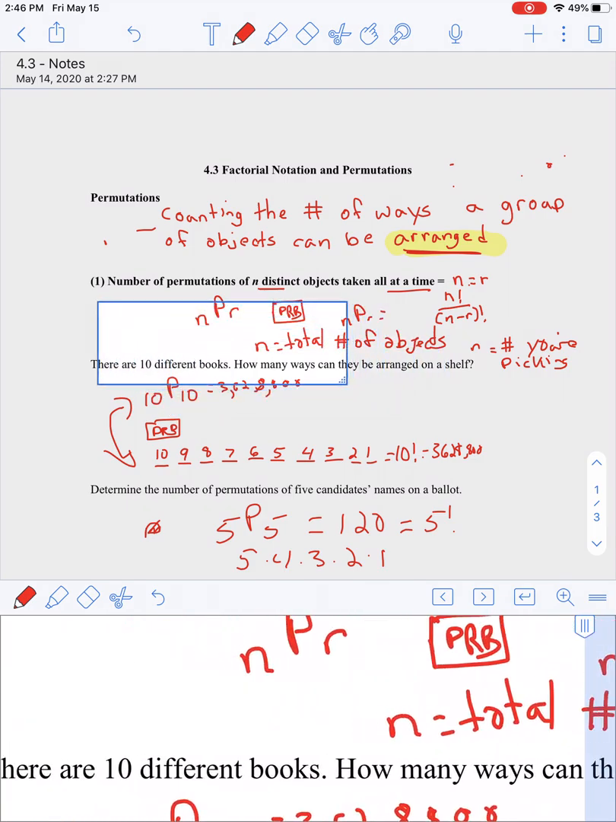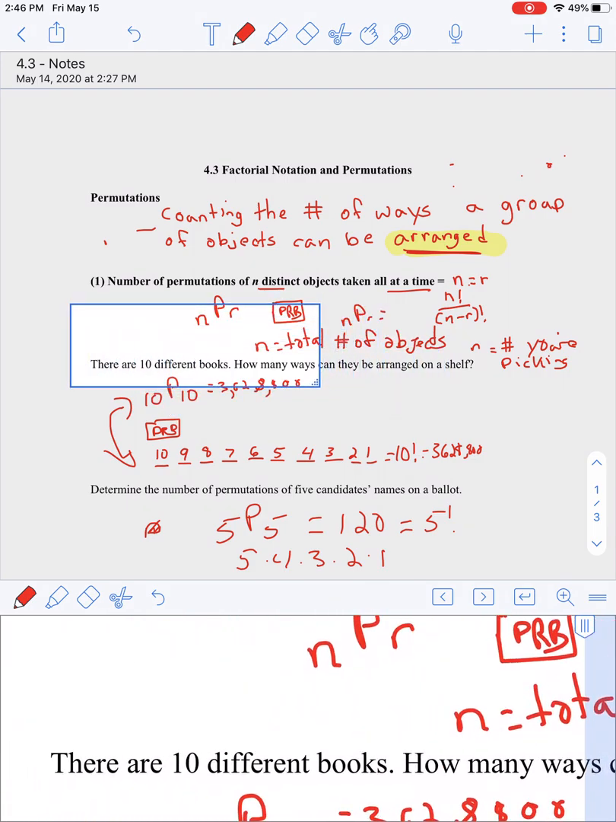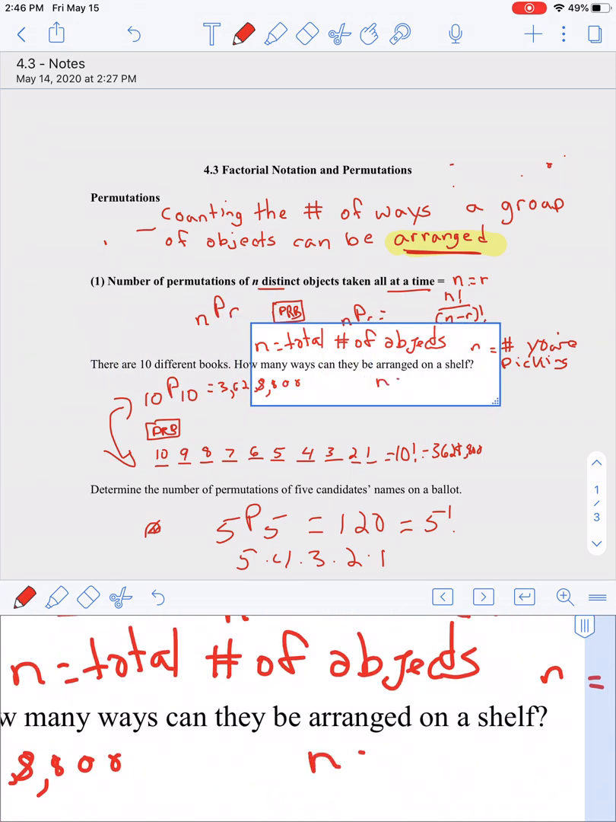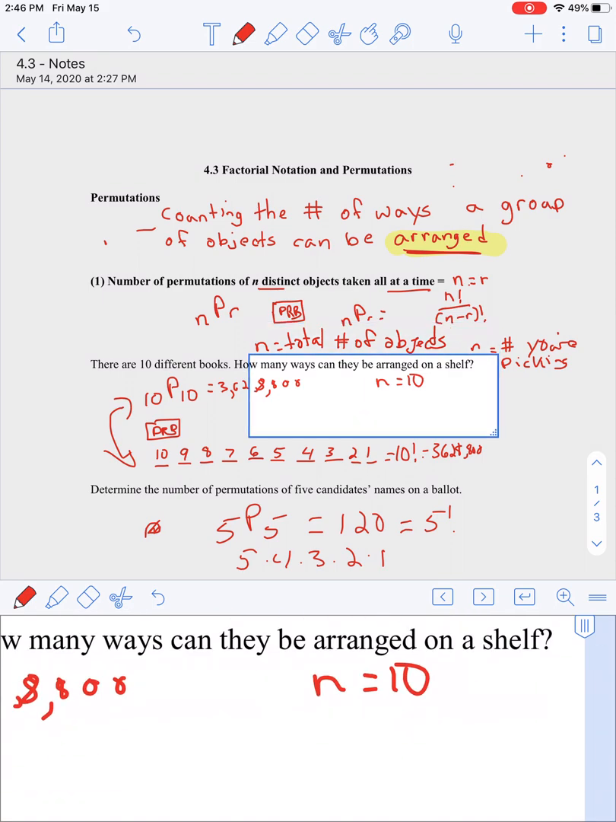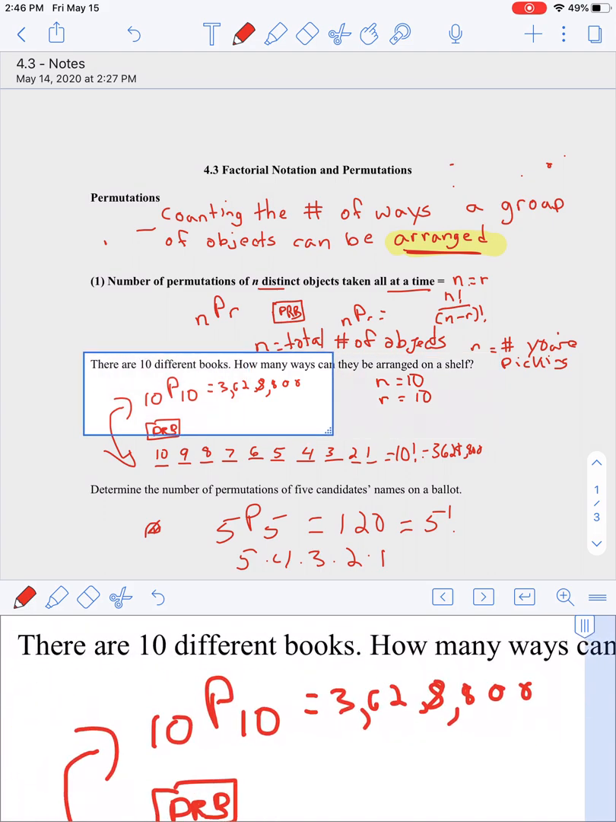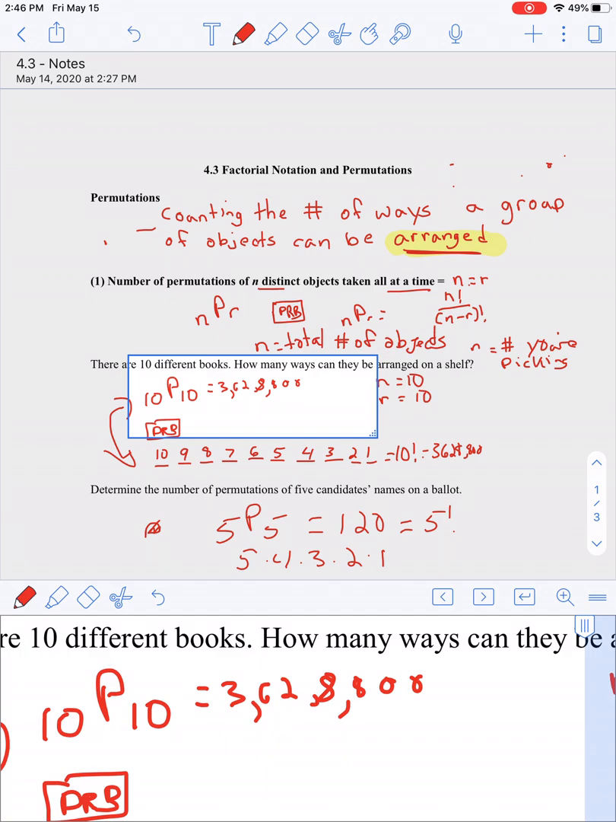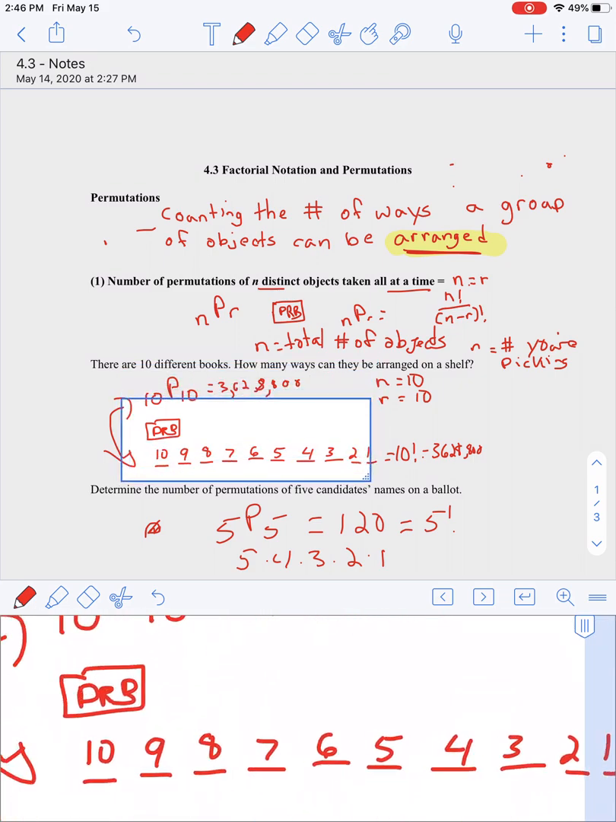Okay, so let's look at this first example here. There are 10 different books. How many different ways can they be arranged on a shelf? Well, there's 10 of them all together, so n equals 10, and the amount that you're using is 10 as well. So you would just go 10P10 on your calculator, try it out. You should get something like 3,628,800.